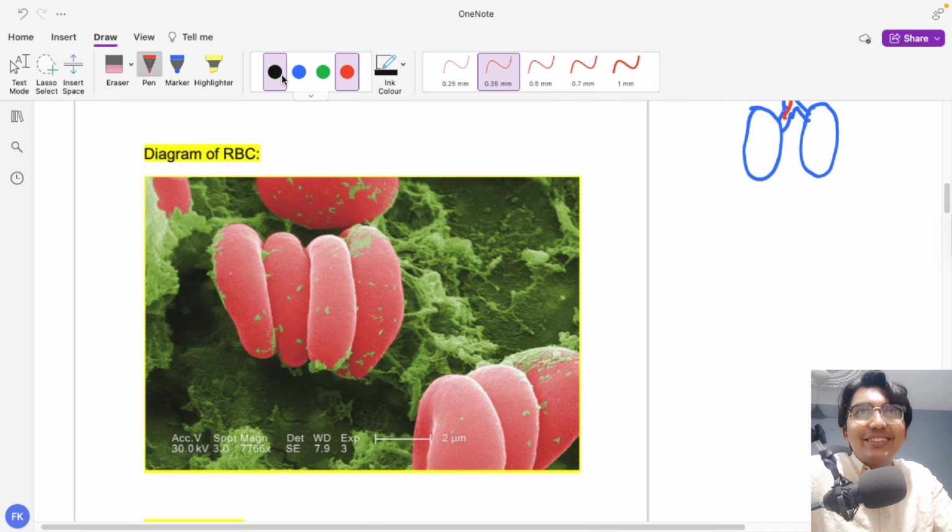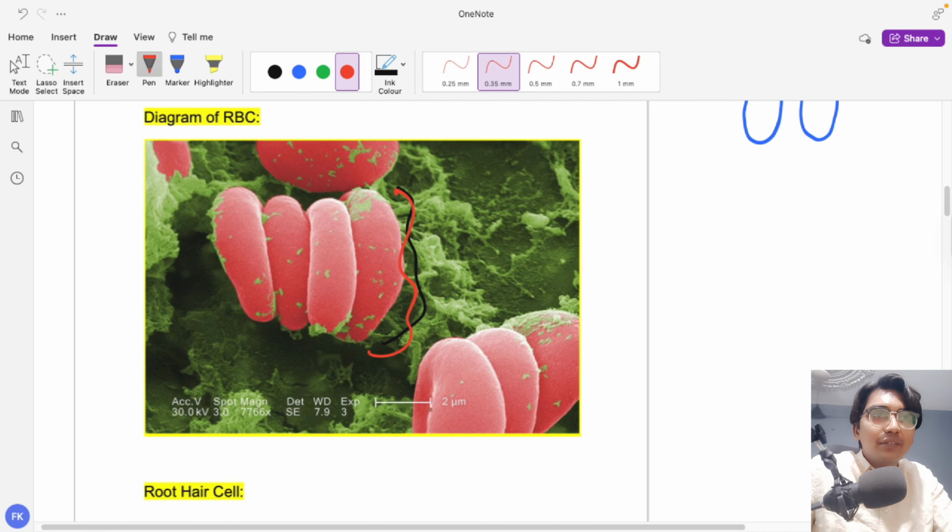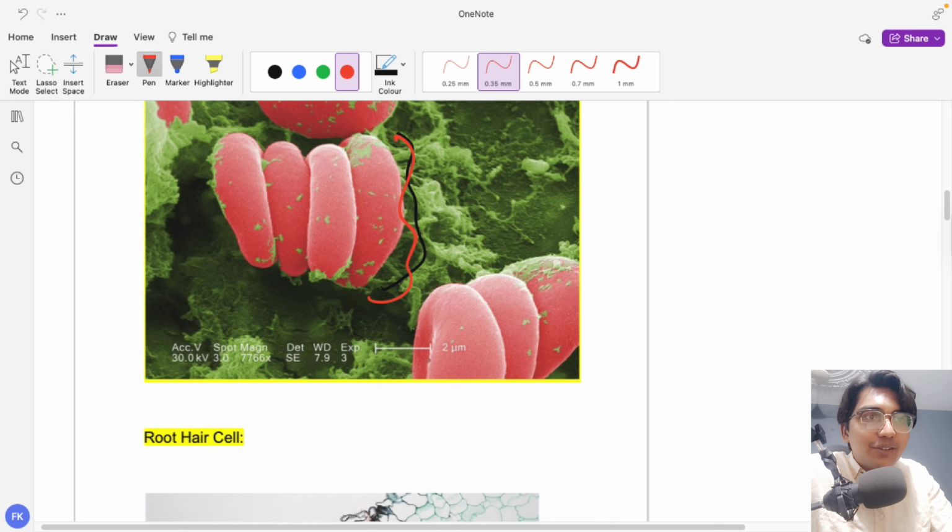Now let's look at this. The things I have explained to you, I have put in some drawings over here. This is a red blood cell. As you can see, it is biconcave in shape. You can see this biconcave structure. Isn't it beautiful? It is actually beautiful.